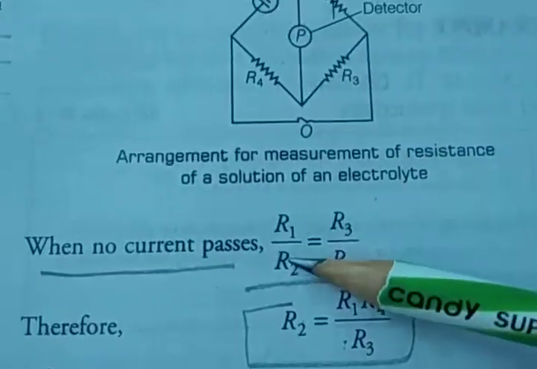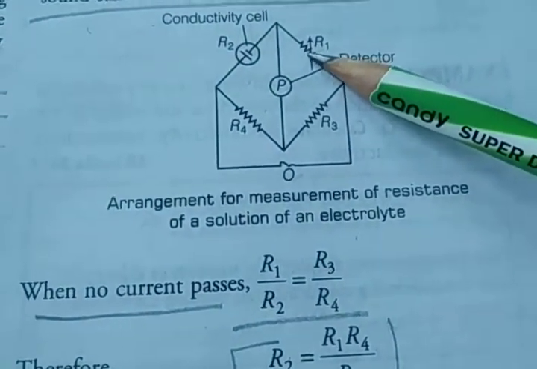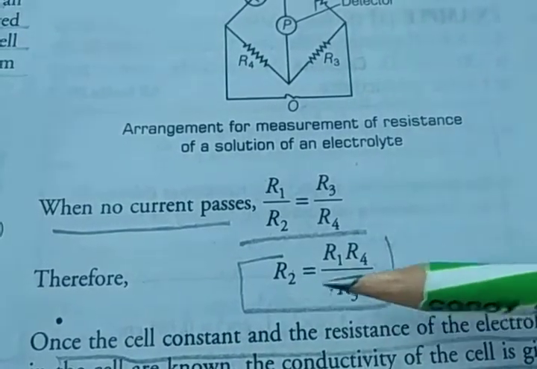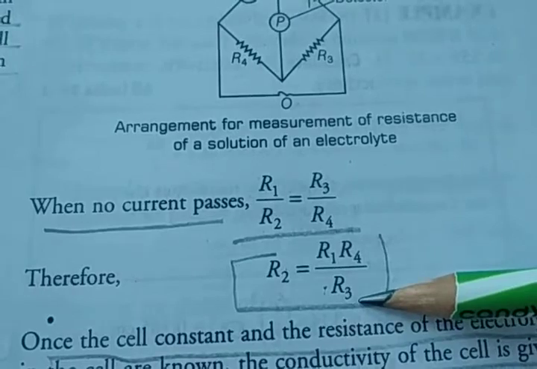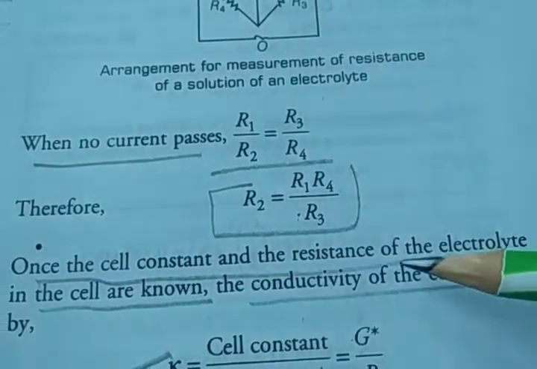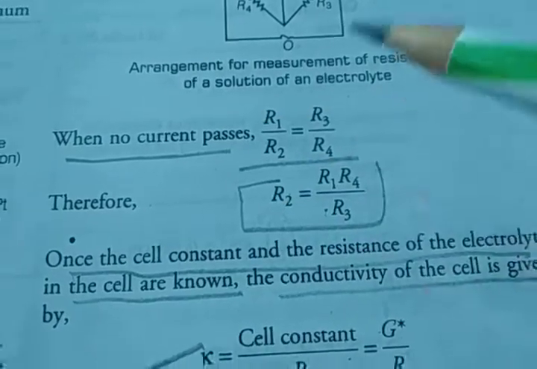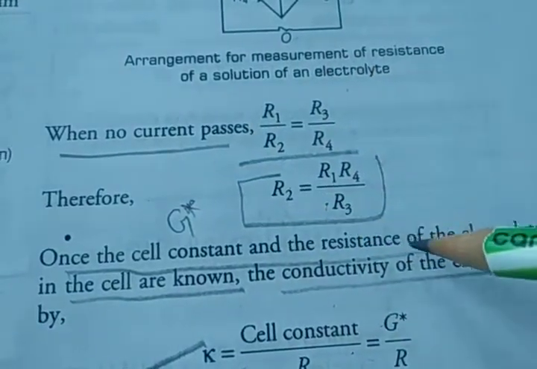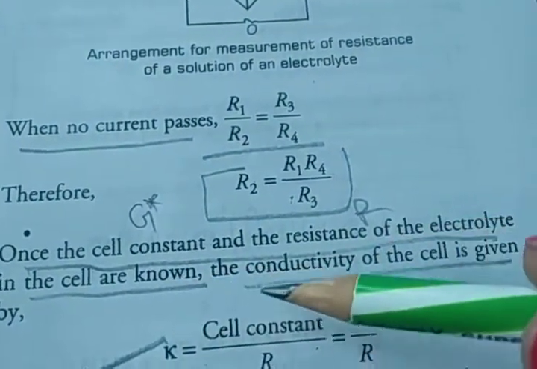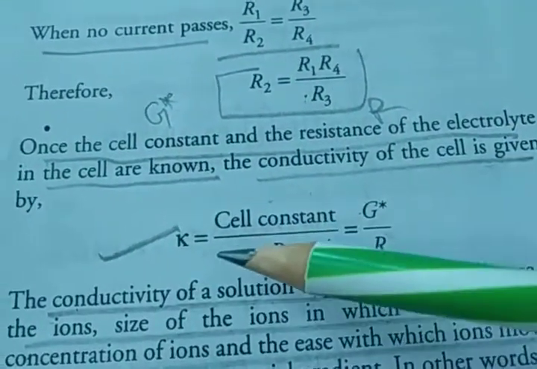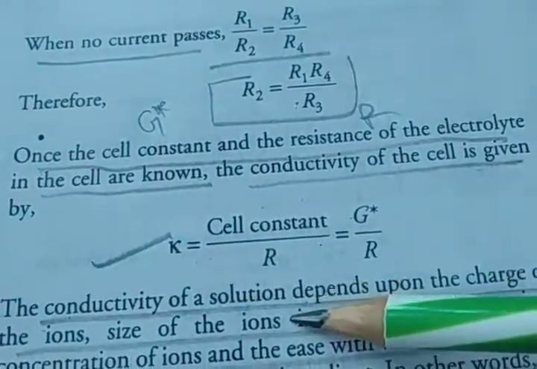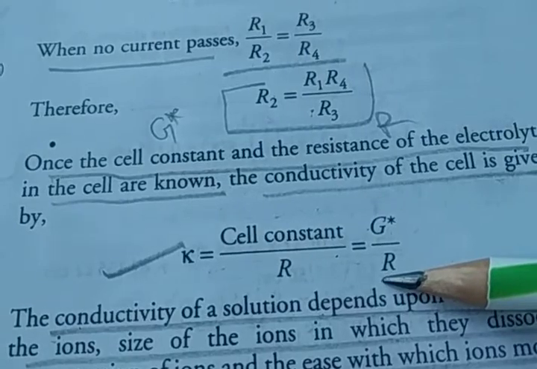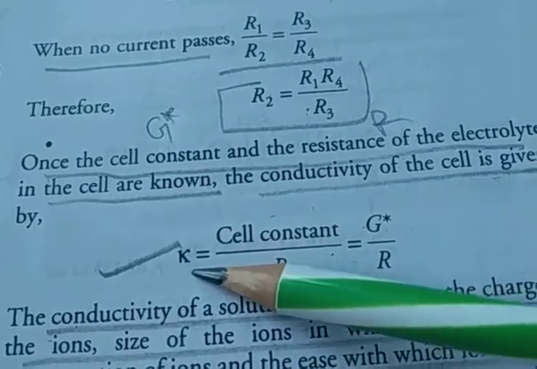So whenever no current passes, R1 divided by R2 equals R3 upon R4. R2 is what we have to measure, so the R2 formula is R2 = R1 R4 divided by R3. Once the cell constant, indicated by G star, and the resistance R of the cell are known, the conductivity of the cell is given by the formula κ = G star upon R, where G star is the cell constant and R is the resistance, and κ is the conductivity.